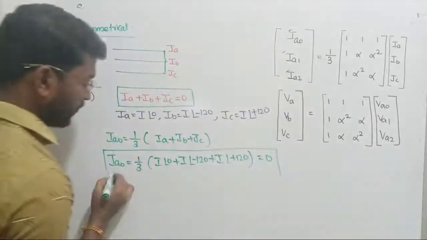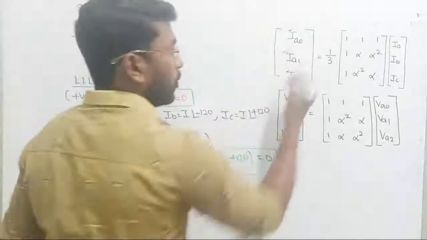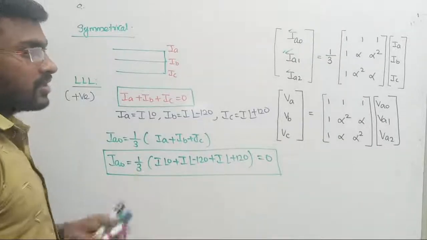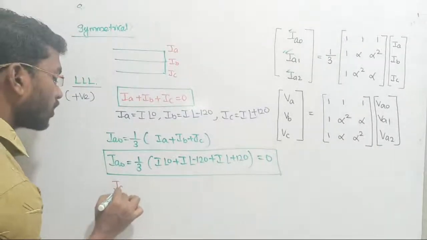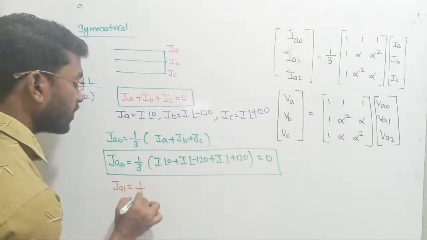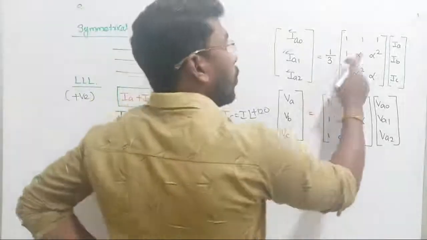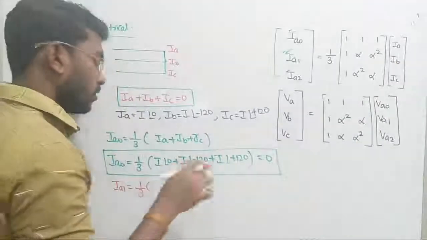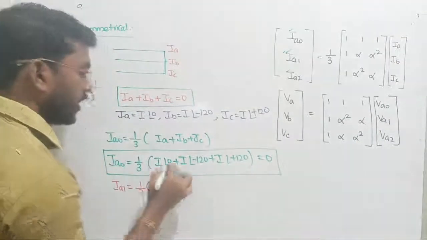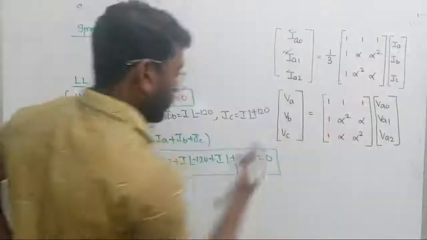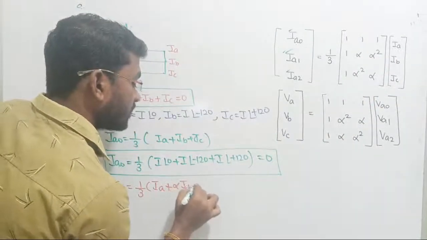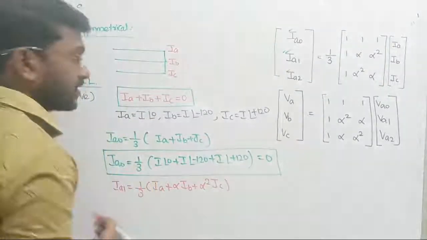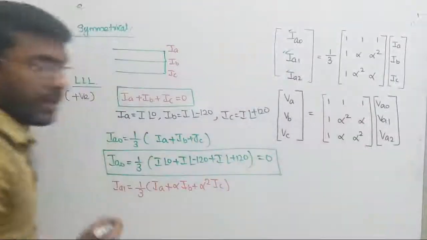Similarly, let us take the second one. The second one is the positive sequence. If I try to write the expression for positive sequence, IA1 can be written as 1 by 3, once again, just observe me, 1 into IA plus alpha into IB plus alpha square into IC. Is there any mistake? No. So let me write it. 1 into IA is IA only, plus alpha times IB, plus alpha square times IC. Yes, that is the relation between the positive sequence and the phases A, B, C. That we know.